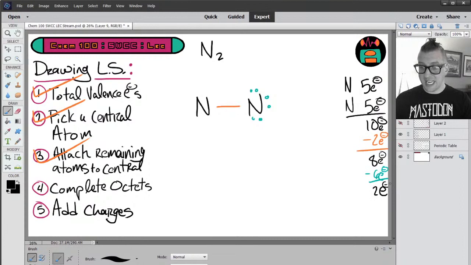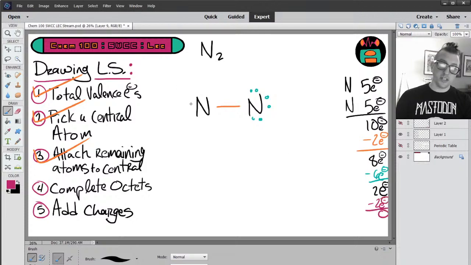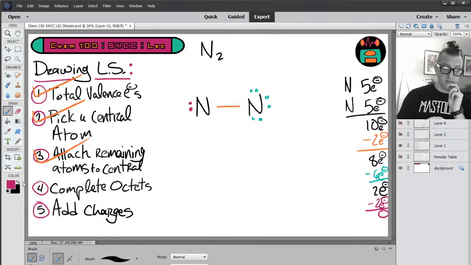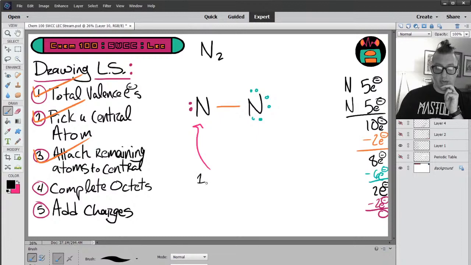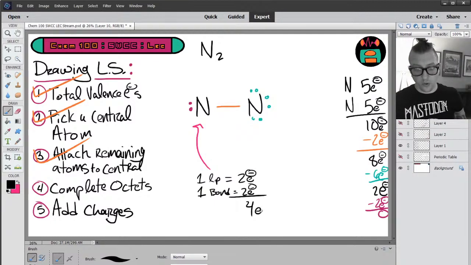Our problem is it'll take 6 to complete the octet of the second nitrogen, but we only have 2 electrons in our budget, so we can only give this nitrogen 1 lone pair. And this really is the problem, because you see this nitrogen has 1 lone pair and 1 bond. There are 2 electrons in a bond. There are 2 electrons in a lone pair. So it only has access to 4 electrons, and we are out.